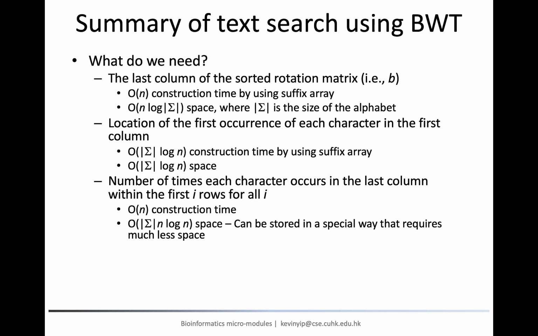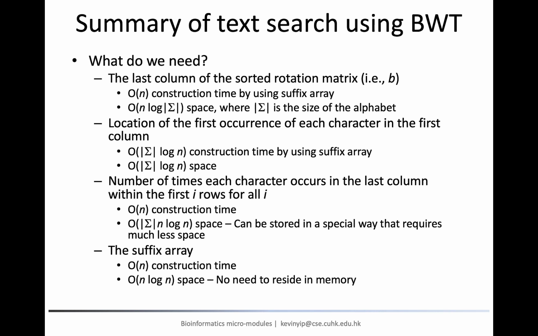The third thing that we need is a table recording the number of times each character has been encountered up to a certain row in the last column of the sorted rotation matrix. Finally, we need the suffix array, which brings us back to the third problem we talked about before. One way to avoid storing the suffix array in memory is to store it in the secondary storage, such as the hard disk, and do the lookup in batches.